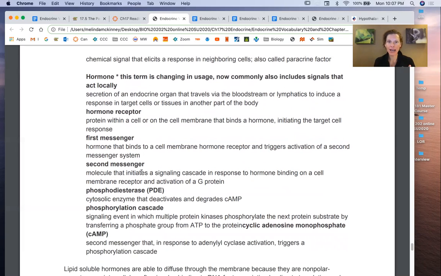However, the cascade does stop eventually, and this is primarily due to this enzyme phosphodiesterase, or PDE. That's going to degrade one of those secondary messengers. A common secondary messenger is called cyclic AMP, and so that cuts it off. So without continued activation, that cascade will stop.